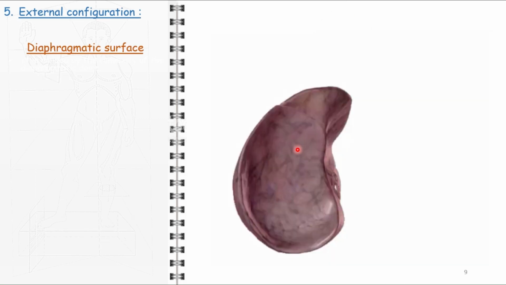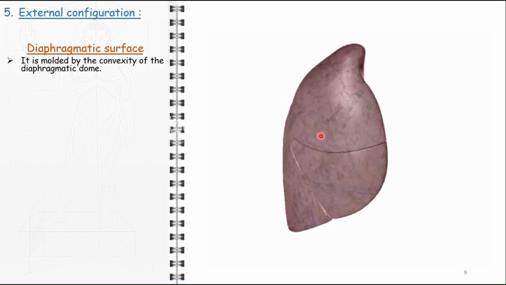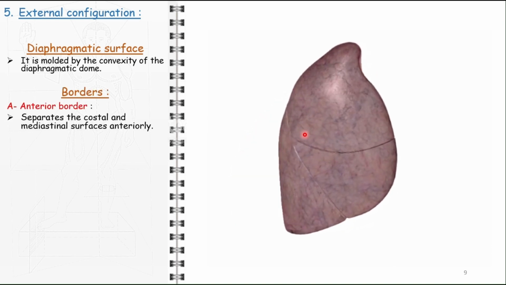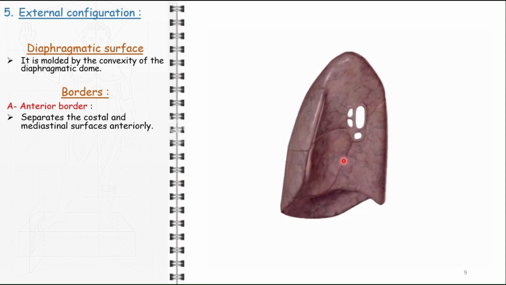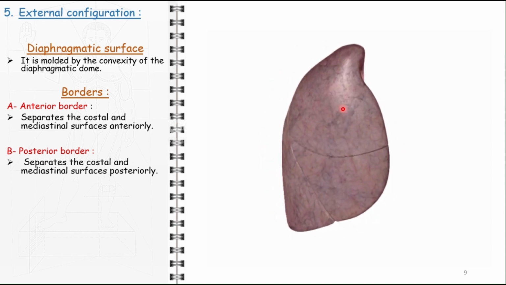The diaphragmatic surface corresponds to the pulmonary base, concave in all directions, faces downward and forward. It is molded onto the convexity of the diaphragmatic dome. Moving on to the borders of the lung. The anterior border separates the costal and mediastinal surfaces anteriorly. The posterior border separates the costal and mediastinal surfaces posteriorly.